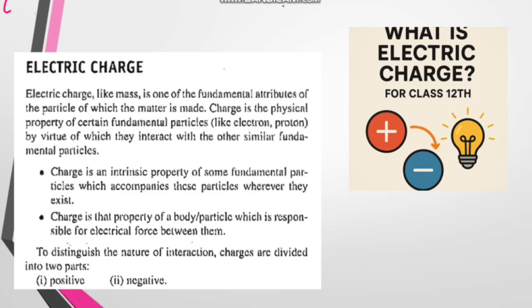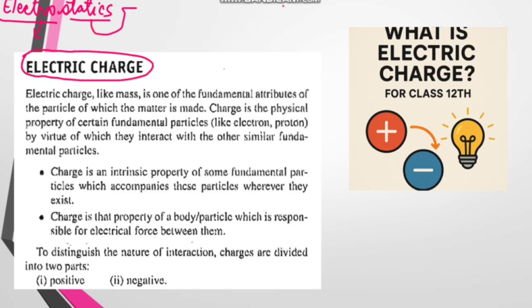When I am saying electrostatics, it is made up of two words, electro and statics. Electro means electric charge, and static means something at rest, stationary, that is, its position is not changing in space with respect to time.